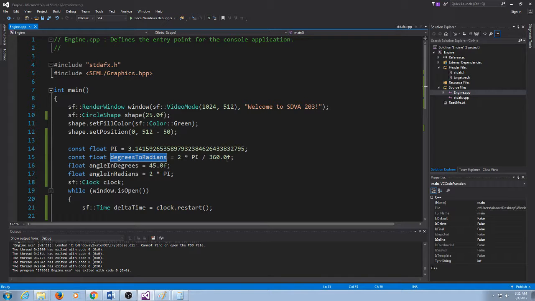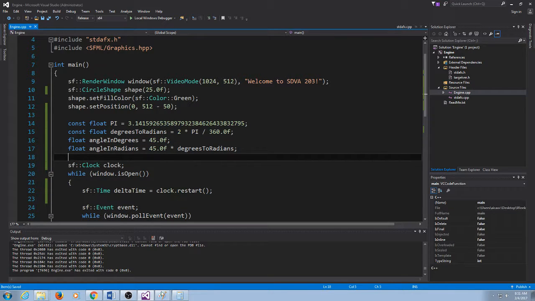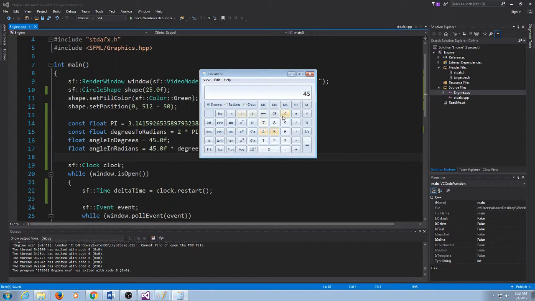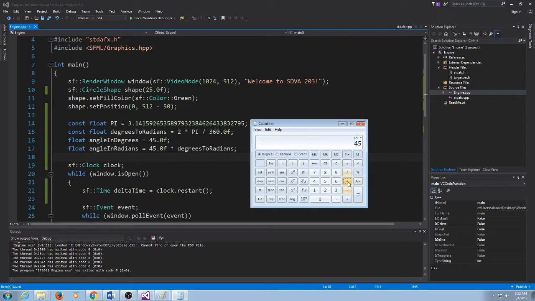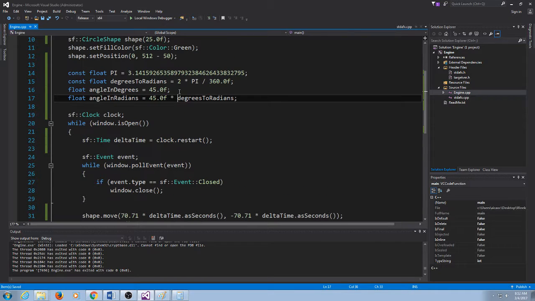All right, so there's my degrees and radians converter. So this is just a value that I can multiply against anything in degrees to get radians instead. So I just take this 45 times degrees to radians. So just by multiplying this value by this, I get the angle in radians. So if I take 45 and I multiply by 2 pi divided by 360, I get my angle in radians. Once I have my angle in radians, I don't even need my angle in degrees here.